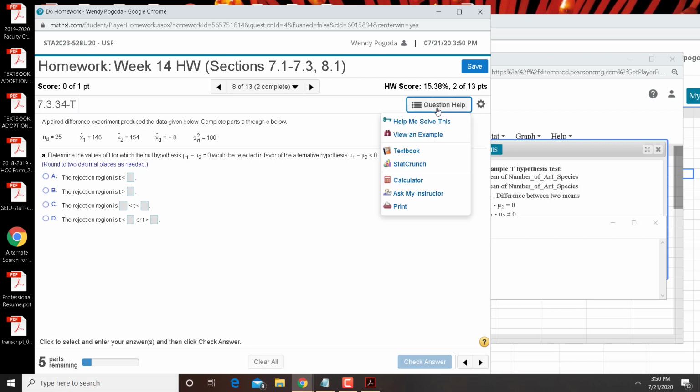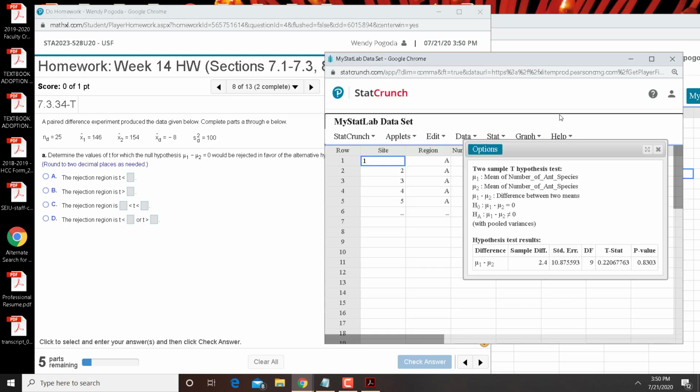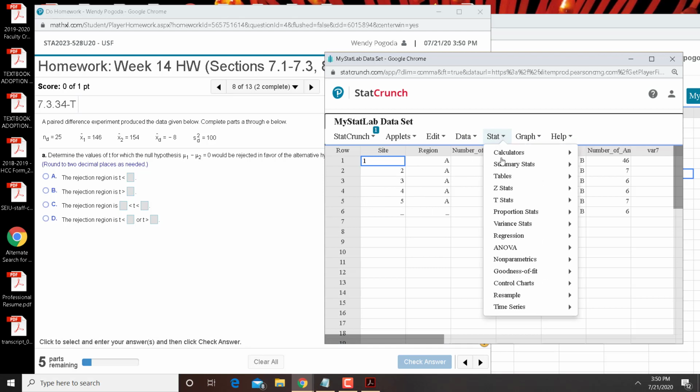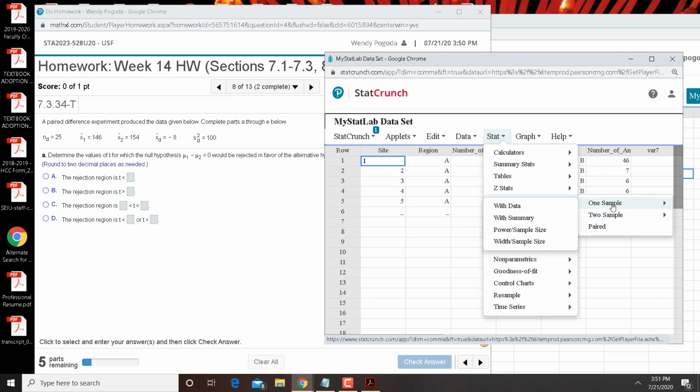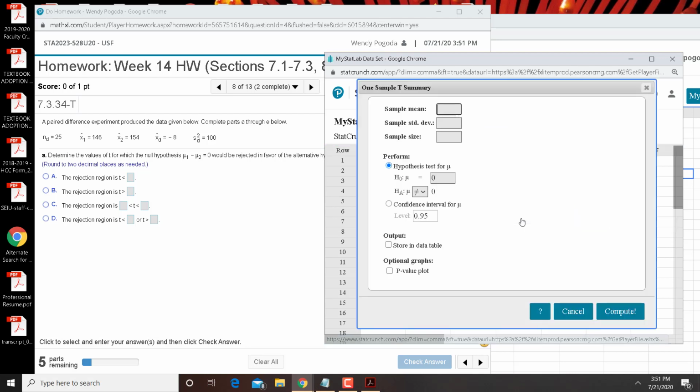So let's do this. Again, let's go to StatCrunch. I already have it open. So, T-stats. Yes, there is a paired option, but you don't need to do that. Just click on one sample with summary. The sample mean, remember, we're just looking at the mean differences.